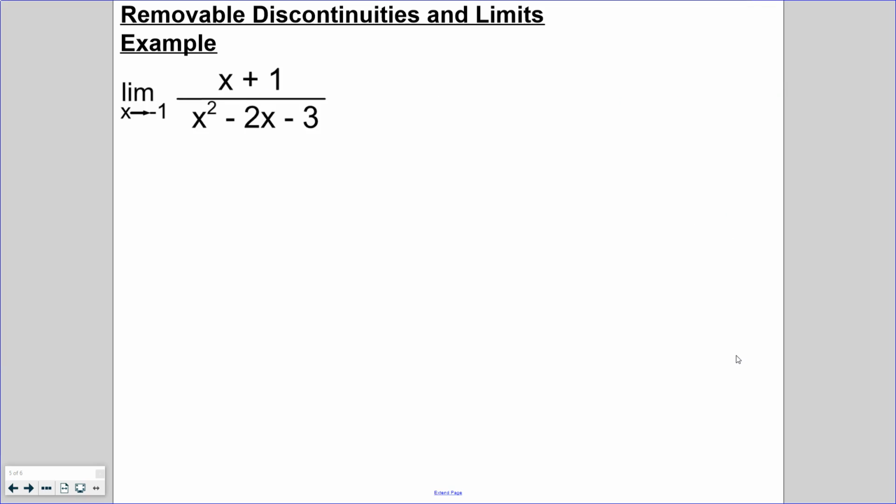So let's see it again. Next up, we're going to take a look at the limit as x approaches -1 of x plus 1 over x squared minus 2x minus 3. So, just like the previous example, we're going to try direct substitution and see what happens.